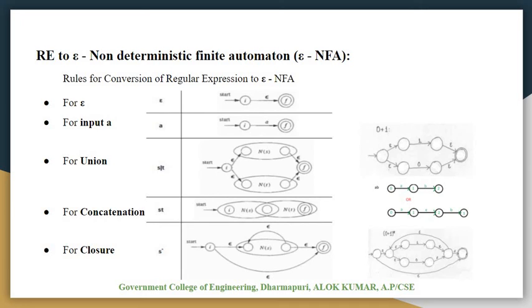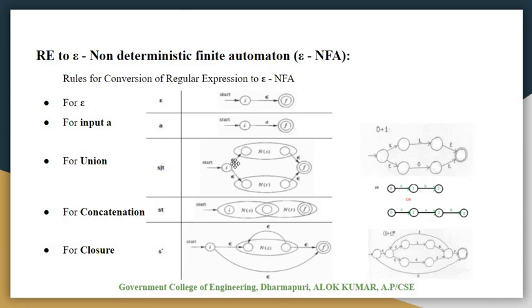For the empty string, here you can see from the initial state to the final state, using the empty string we can go. For input A, suppose, from the initial state to the final state we can go using the string A. Suppose we have to do the union of 2 regular expressions. So how will we do it?